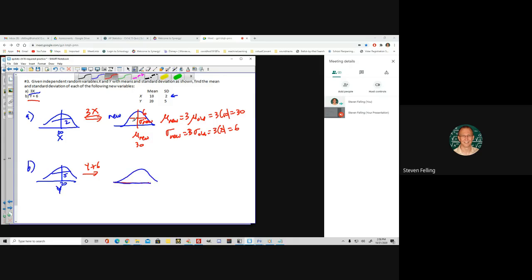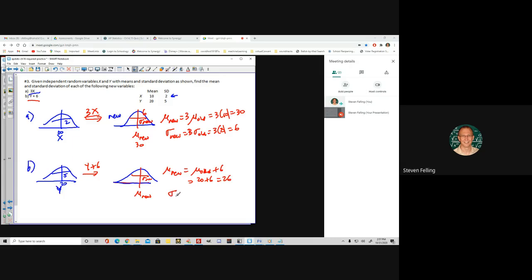And it has a mean and a standard deviation. Mean new, standard deviation new. They asked us to find those. So the mean new would be the old mean plus the 6, right? So that would be our old mean of 20 plus 6 would turn out to be 26, right?